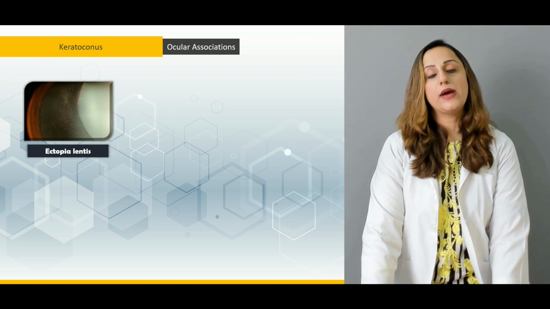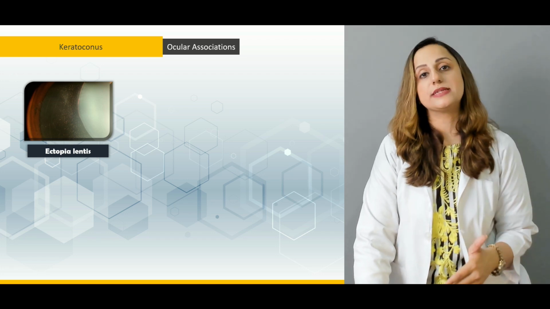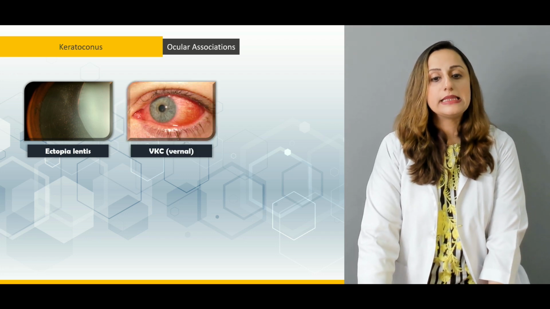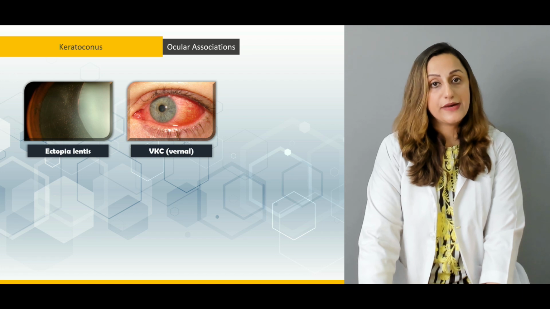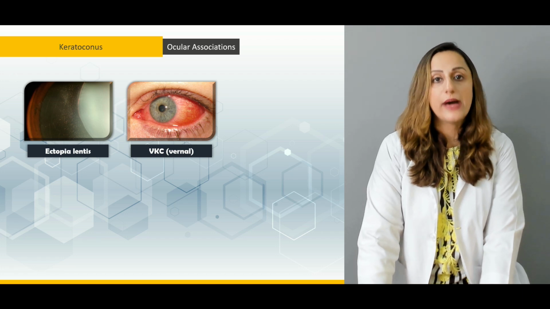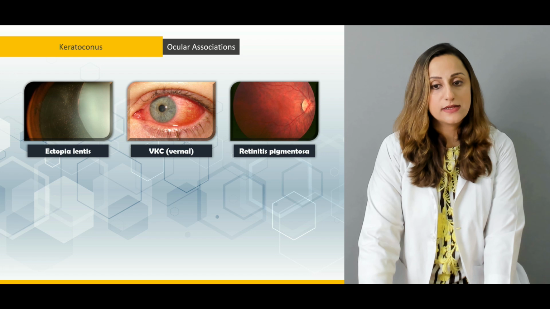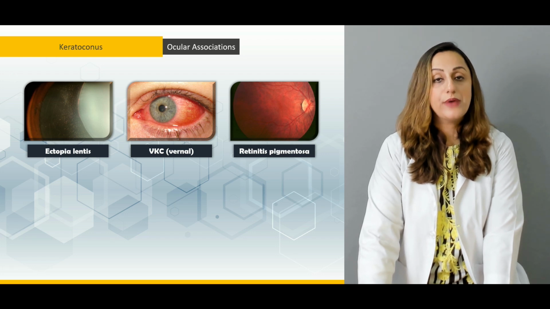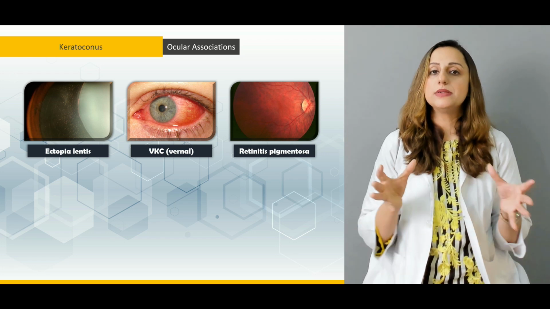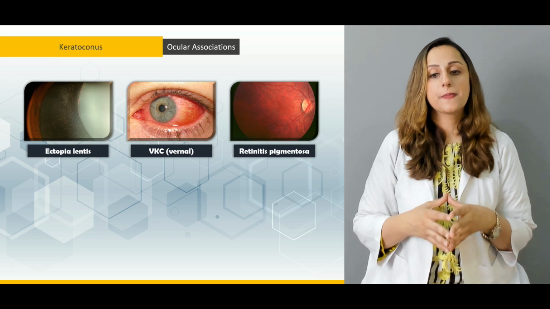The ocular associations, when you have these patients and you have a definitive diagnosis, or sometimes you cannot diagnose a very mild keratoconus, these patients usually have ectopia lentis, and sometimes this kind of presentation is associated with the development of keratoconus. Then we have vernal keratoconjunctivitis, which is basically a variety of keratoconjunctivitis, which is again associated with keratoconus. It's usually a coupling phenomenon seen in this case.